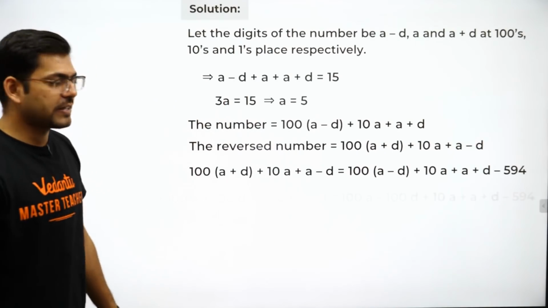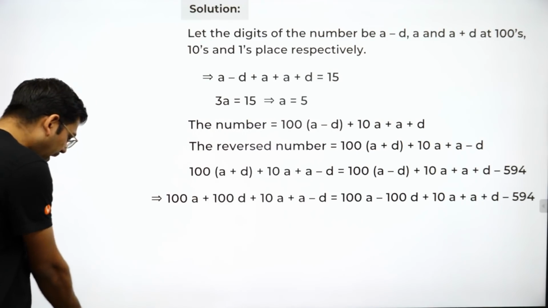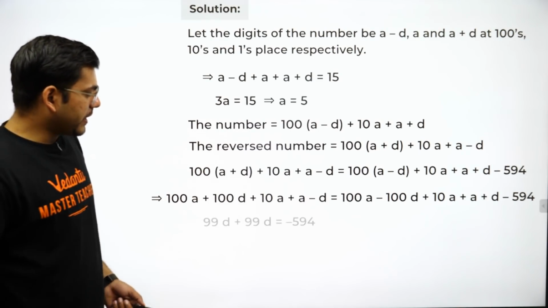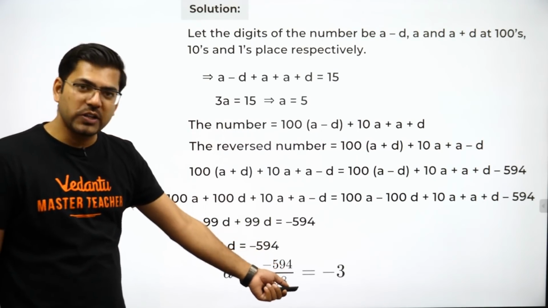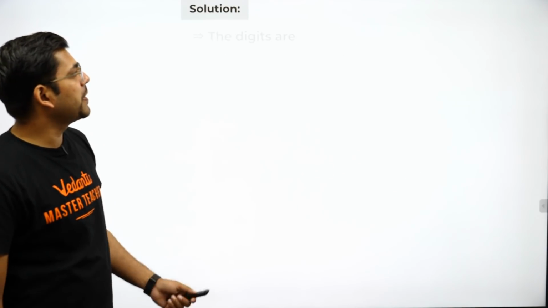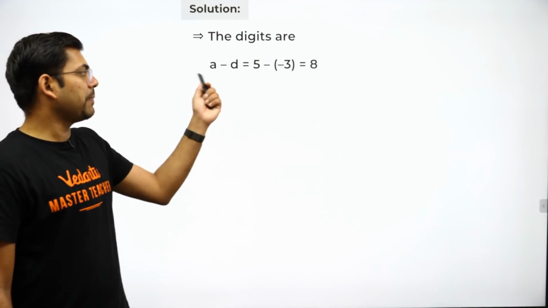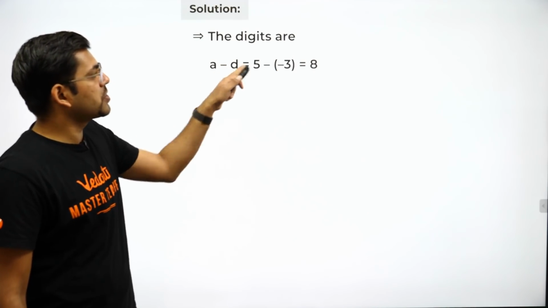Now, doing the mathematics, the normal calculation of linear equations, is very easy. After doing that, I'll get the value of D as minus 3. Once I have the value of D as minus 3, my first digit, second digit, and third digit can all be calculated. The digits are A minus D, so the first digit was 5 minus of minus 3, because D is minus 3.